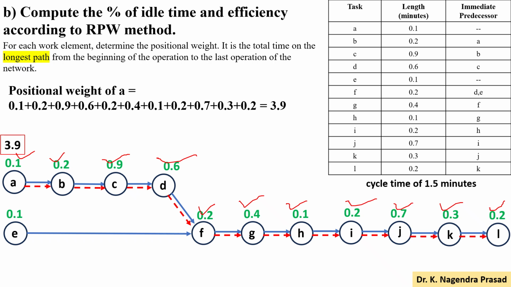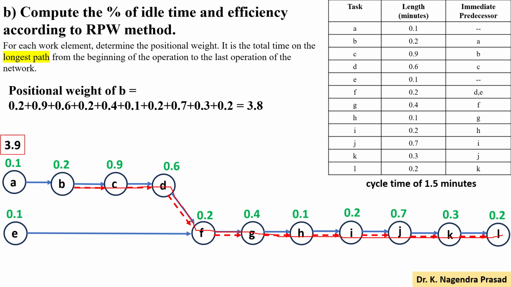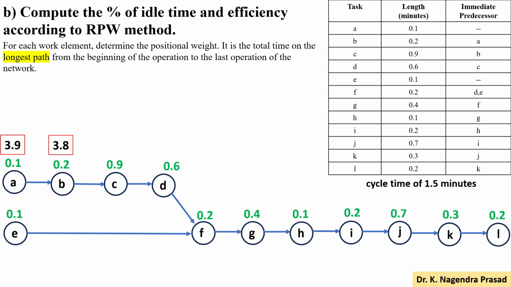So next we have to move to the next task. For task B, the longest path will be B, C, D, F, G, H, I, J, K, L, and its positional weight will be 0.2 plus 0.9 plus 0.6 plus 0.2 plus 0.4 plus 0.1 plus 0.2 plus 0.7 plus 0.3 plus 0.2. So it is 3.8. So the positional weight of B is 3.8. Next we have to look at task C.